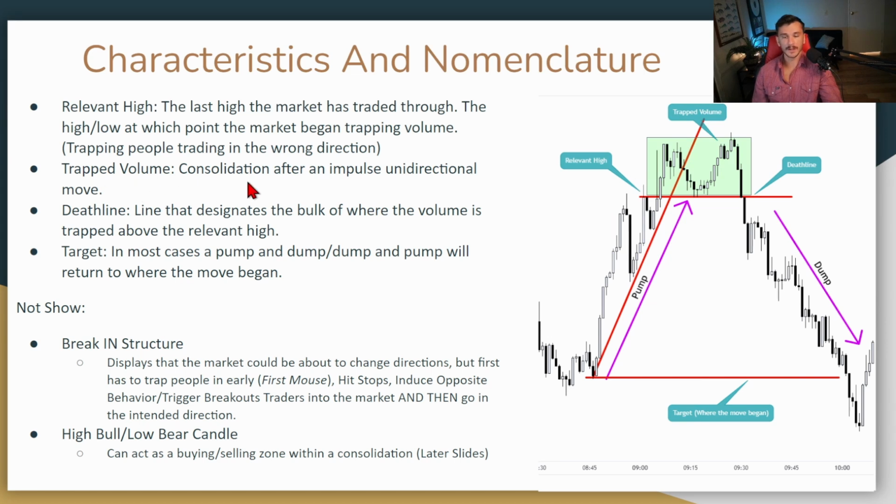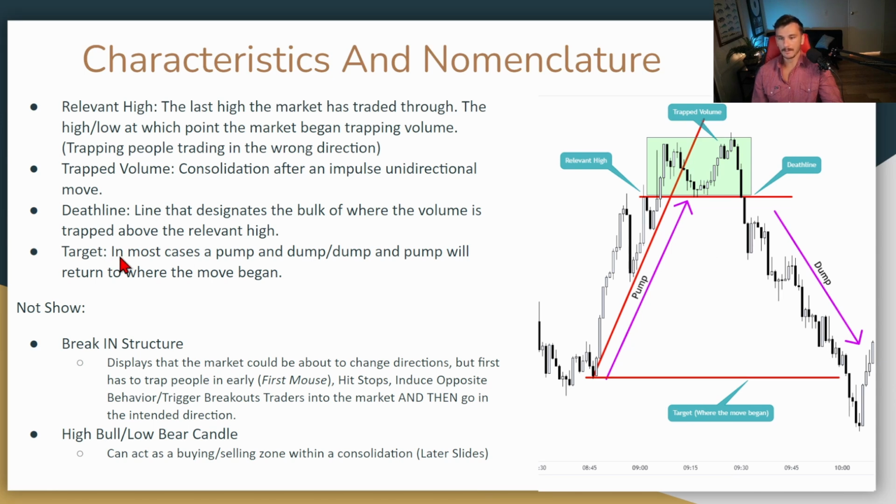Trap volume is the consolidation after an impulse unidirectional move above that relevant high. So you have an impulse move, and we're above that relevant high, obviously working up top. All right, the death line. The death line is the level, the area where I've marked off the bulk of that volume up top. Once they come below that line, everybody up top, it should be solidified that those people are stuck. They shouldn't come back up above that line.